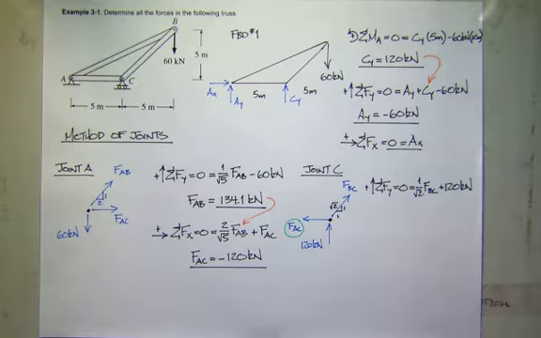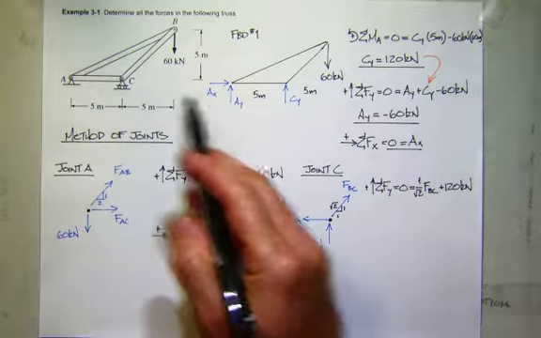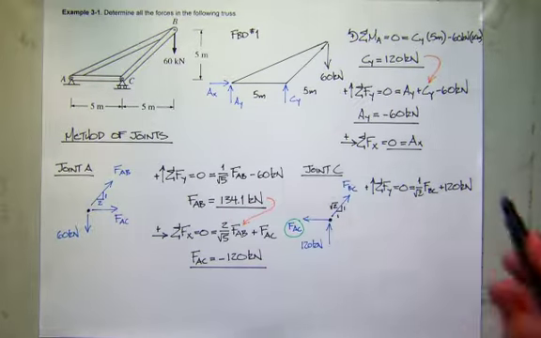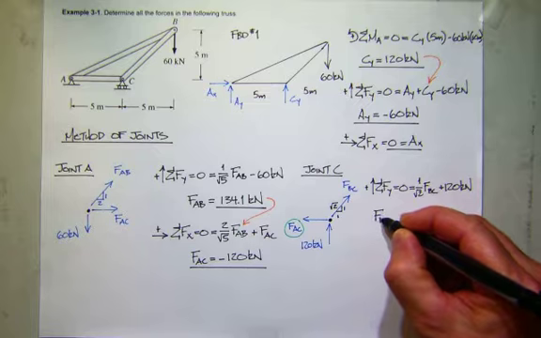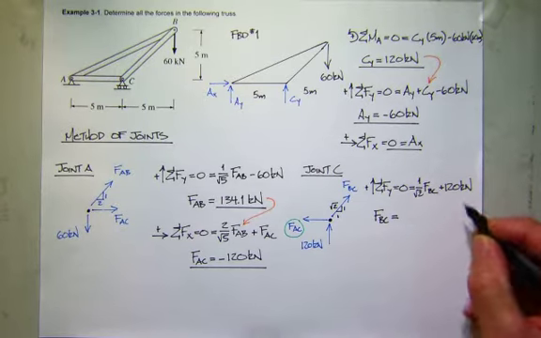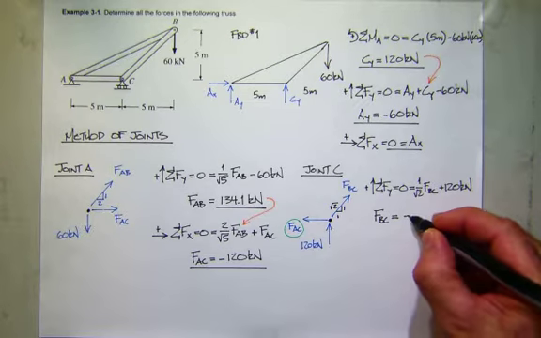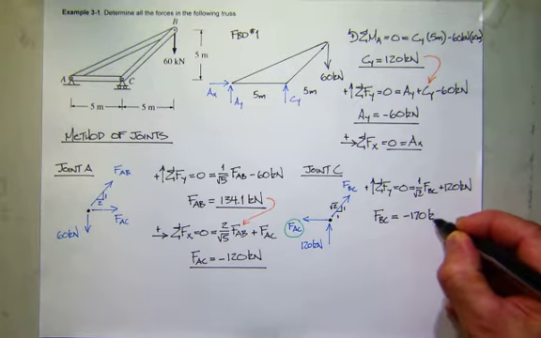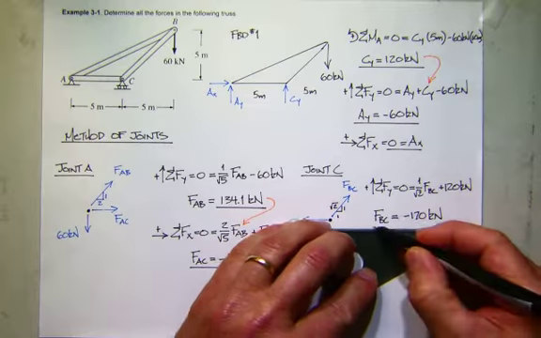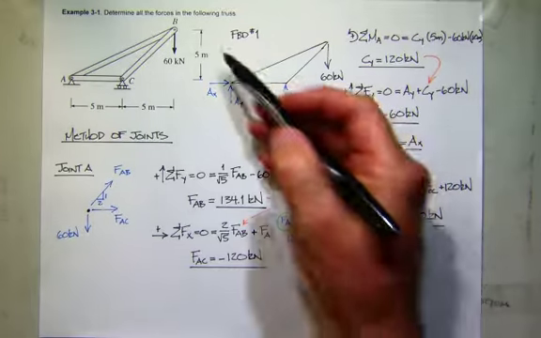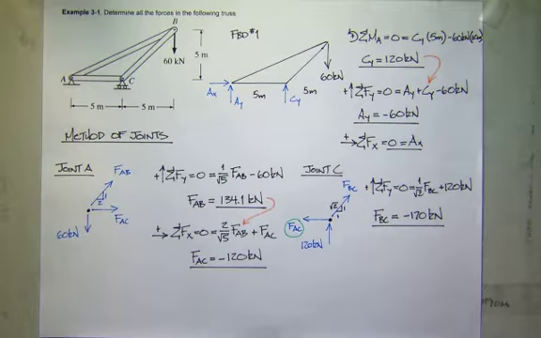Dr. Ken, where'd you get that 120 right there? That's the reaction at CY. We solved for that at the very beginning. So it looks like BC is going to be negative, and whatever 120 times the square root of 2 is. That seems reasonable. 170, anybody get that? Three significant figures is enough. So it also kind of confirmed our intuition that BC was going to be in compression.